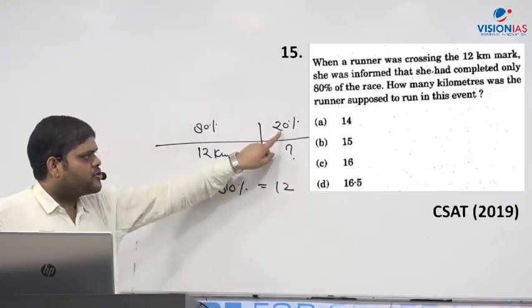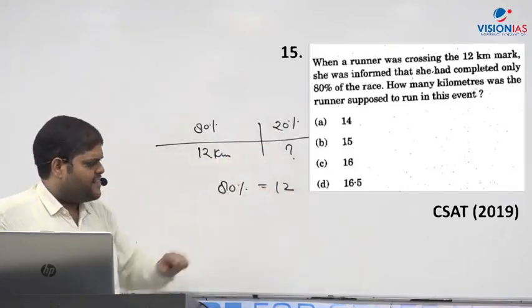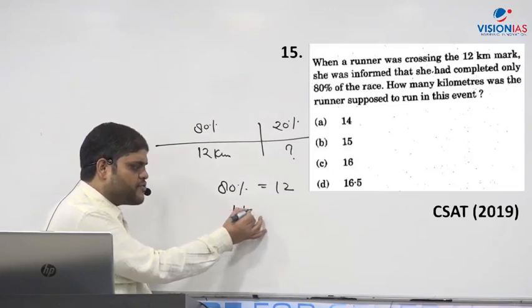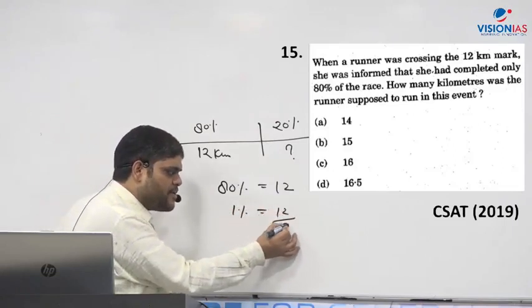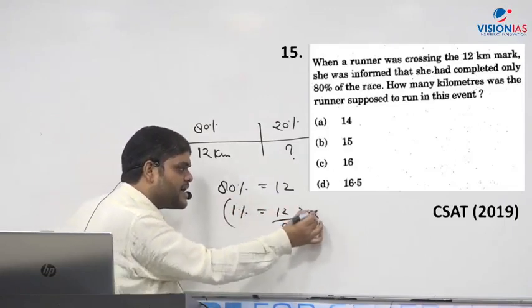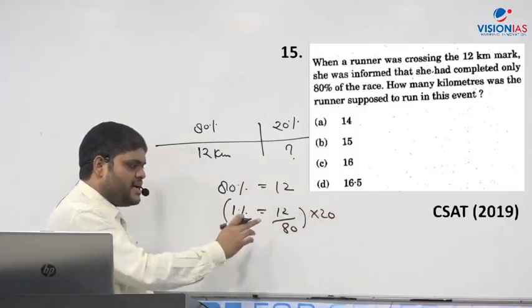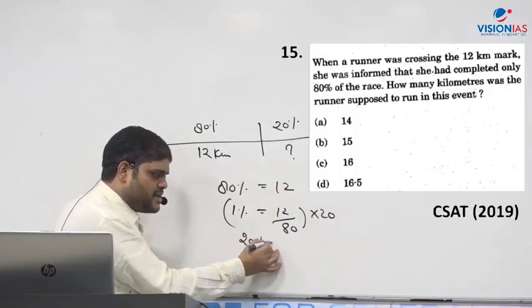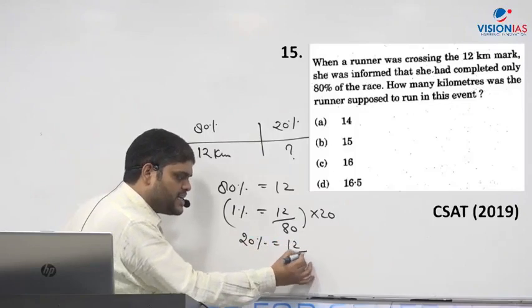How can we find out 20%? There are so many ways. You can find out 1% from here. This becomes 12 upon 80. Then multiply both by 20. Why by 20? Because we need 20%. So this becomes 12 upon 80 into 20.